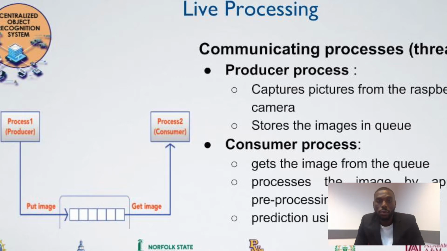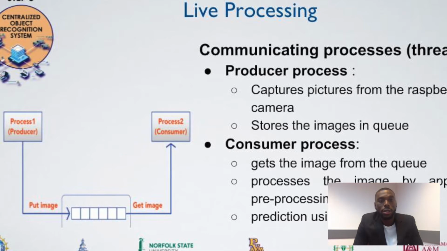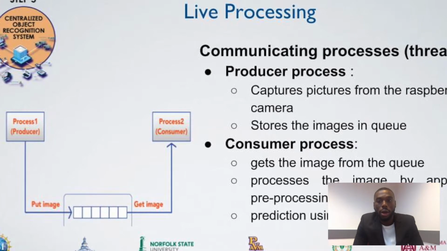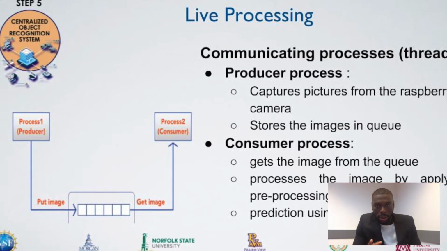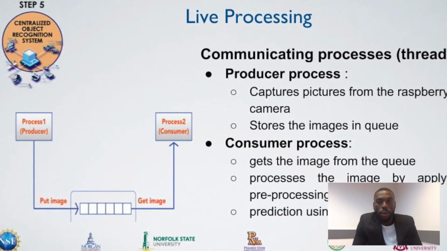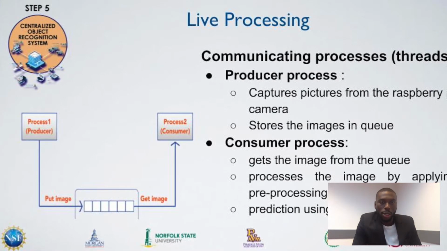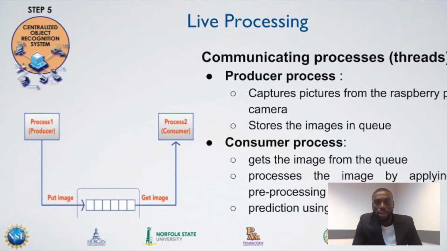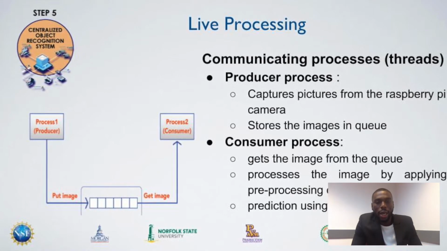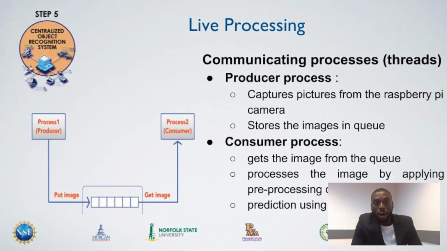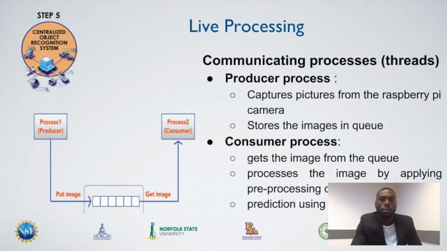So live processing, which is achieved through parallel processing. In live processing, we have two types of processes. The first process is our producer process, and the second process is our consumer process. In our producer process, as you can see in the image, the producer process captures pictures from the Raspberry Pi camera and stores it in the queue. And in our consumer process, the consumer process gets single images from the queue, preprocesses those images, and then gives a prediction of those images using the saved trained CNN model.